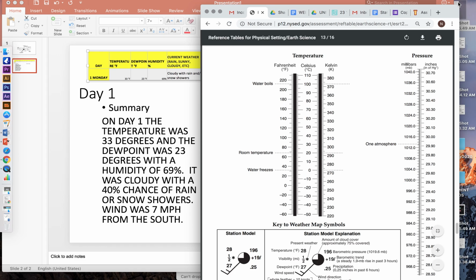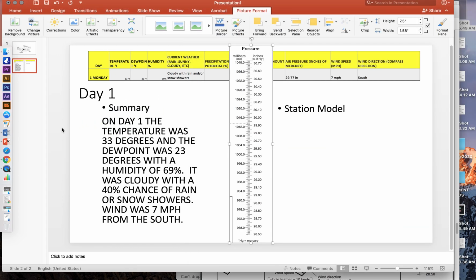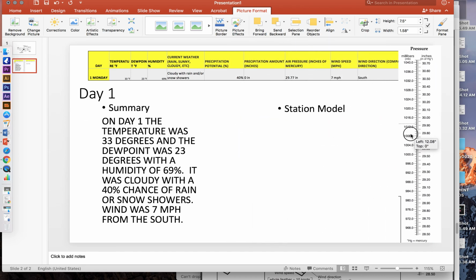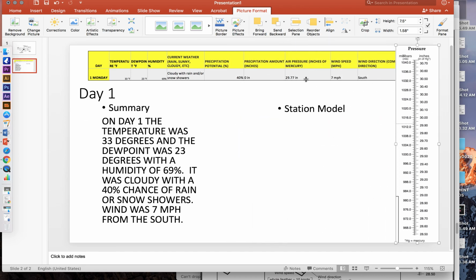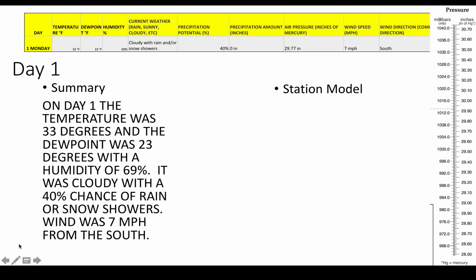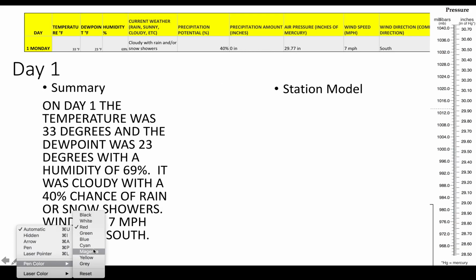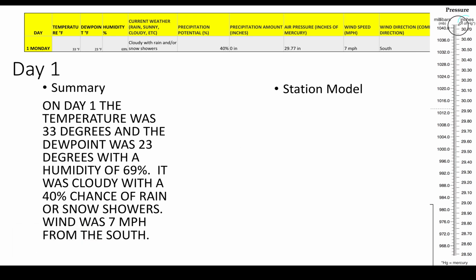We'll take this screenshot, and I'm just going to slide it over here for right now. All right, so here is my pressure now in millibars, and I can write on this, and I'm just going to present for a second. So 29.77, so let's find that. Now remember, this is going to be over here in inches of mercury.